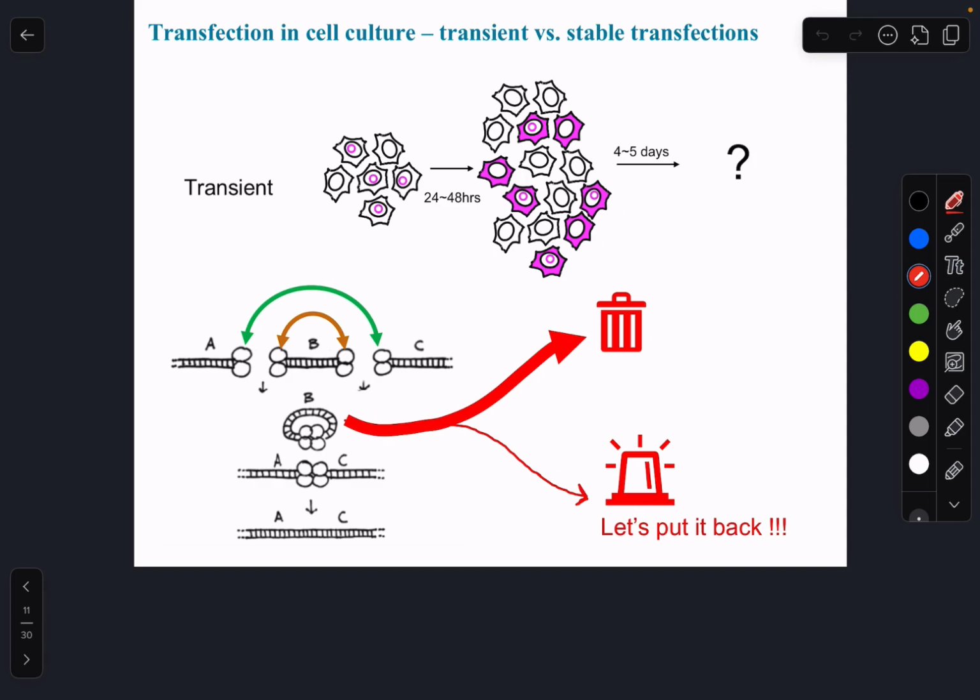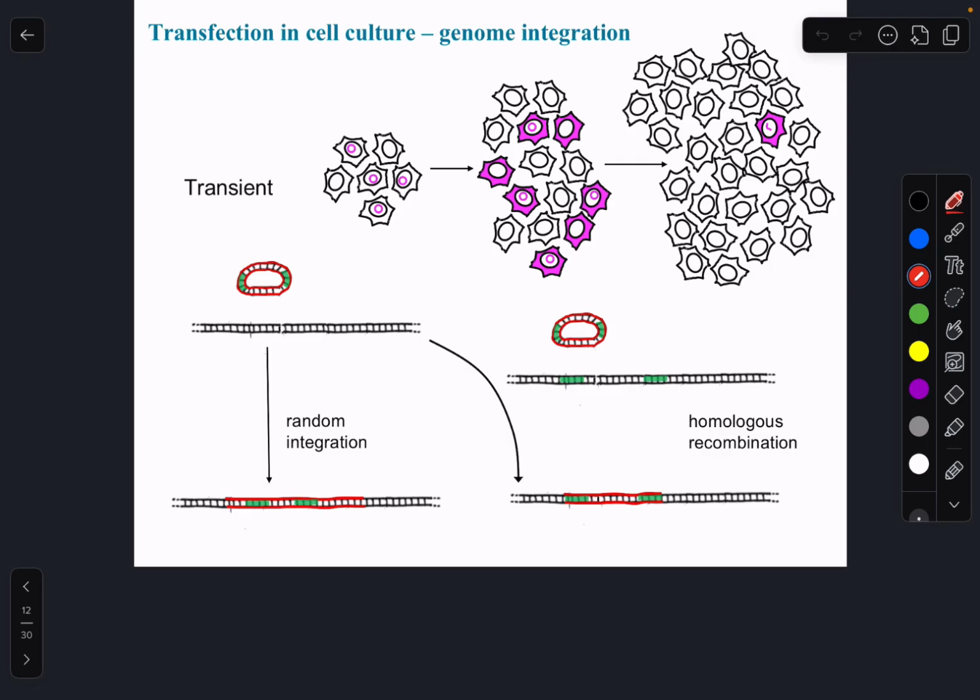The presumed evolutionary value of that approach, that desperate approach, is that there must have been some important information in that circular piece of DNA. Might as well put it back somewhere and keep it than lose it, right? So there are some cells that will just put it back somewhere in the genome, randomly.